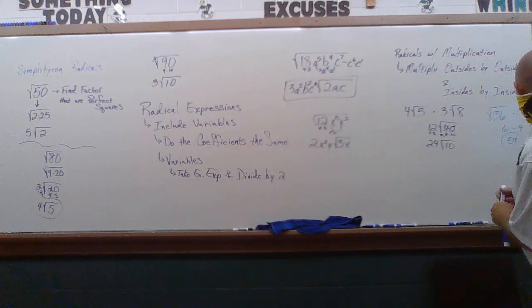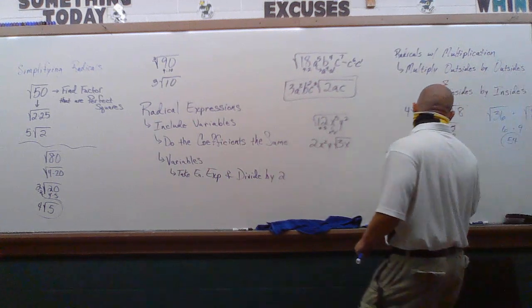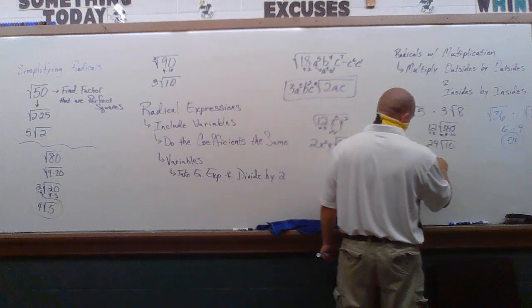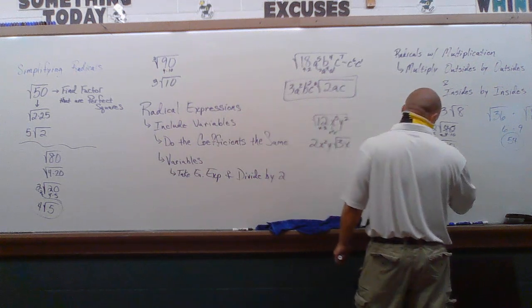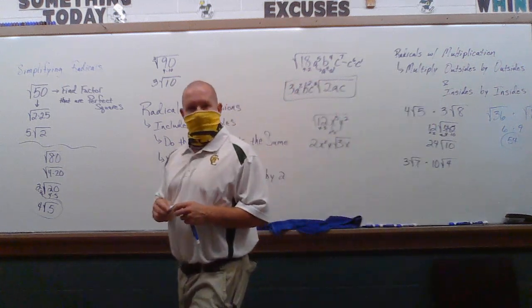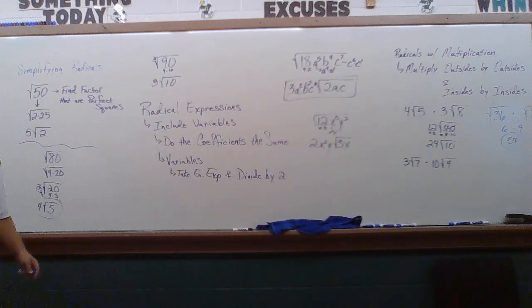Alright? Let's try another one of these. Let's say 3 square root of 7 times 10 square root of 4. Try it out. See what you get. 3 square root of 7 times 10 square root of 4.